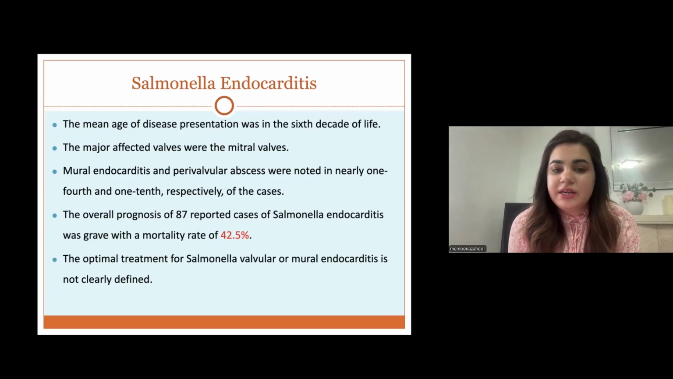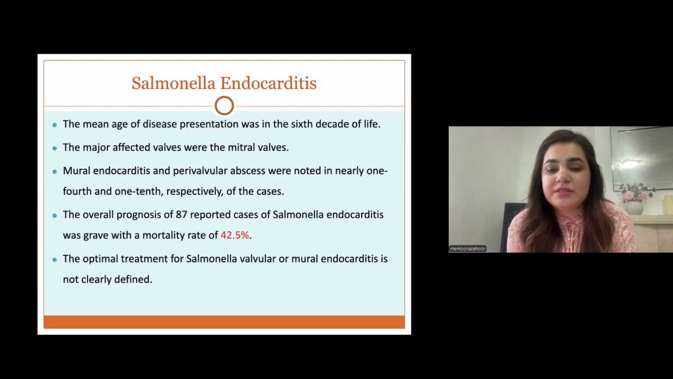Now, mural endocarditis and perivalvular abscess were notably present in nearly 1/4 and 1/3 respectively of the cases as complications, because if you have Salmonella endocarditis, it carries a high mortality with mural endocarditis and perivalvular abscess as complications, and it needs prompt, aggressive antimicrobial therapy. So the overall prognosis of those 87 reported cases to date has been a mortality rate of 42.5%, a very alarming rate. And there is no optimal treatment for these complications yet.